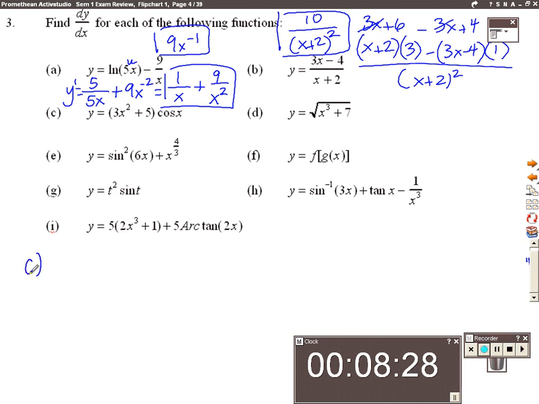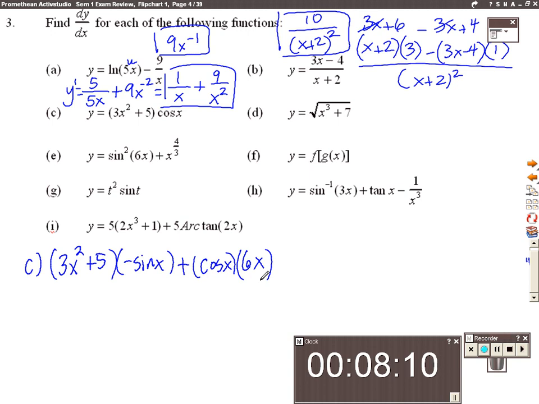When I use the product rule, I have the first function times the derivative of the second. The derivative of cosine is negative sine, plus the second function, cosine, times the derivative of the first function, which is 6x.